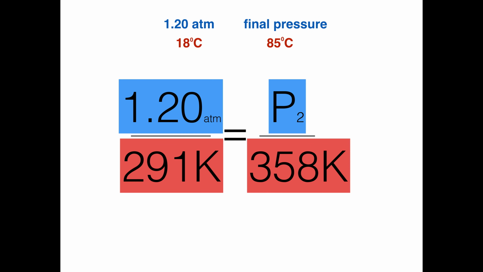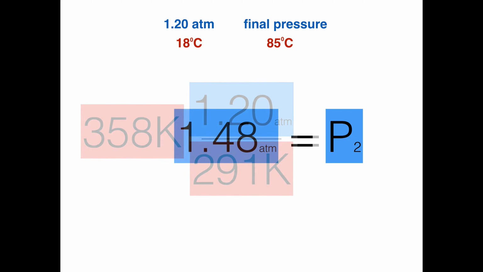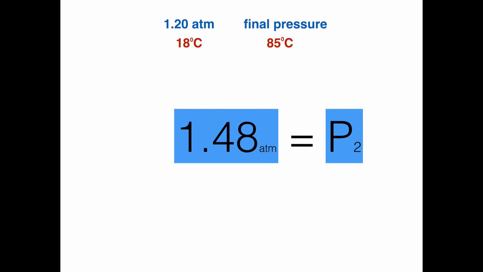So my initial conditions gave me 1.2 atmospheres. I divide that by 291 Kelvin. And I also want my final pressure, so I need to eliminate my temperature on the right side and move it over to the left. And by doing that, I multiply it. And now it's just simple arithmetic, and I end up with 1.48 atmosphere. So I end up with more pressure, which makes sense.